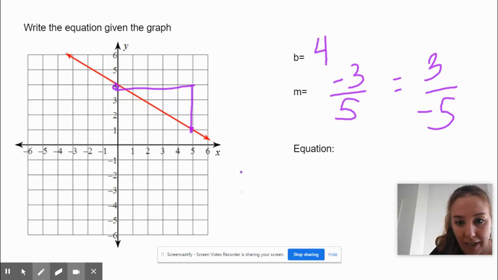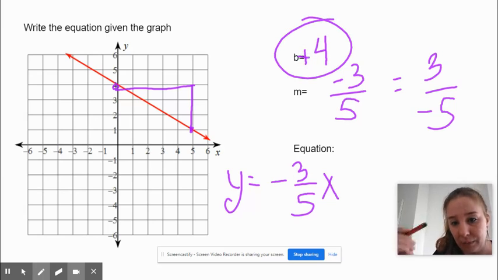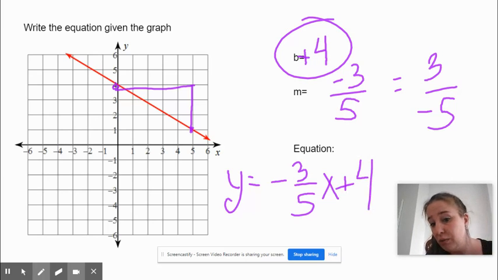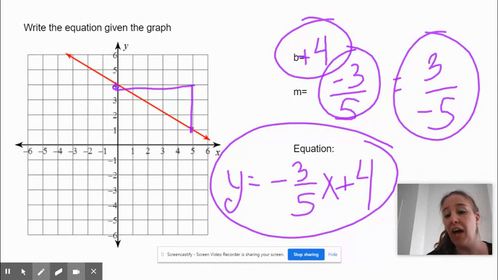So y equals slope, so -3/5 x. So y equals mx, and this is a positive 4. Even though there's not a little plus there, it's implied. That's a +4. And whether you write it with the entire fraction negative, or with the negative on the 3, or with the negative on the 5, your answer is still fine.